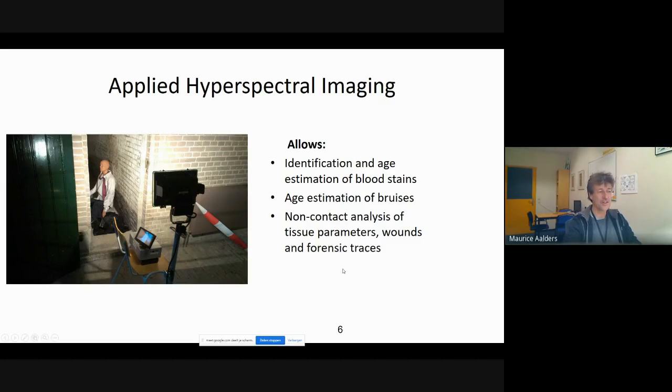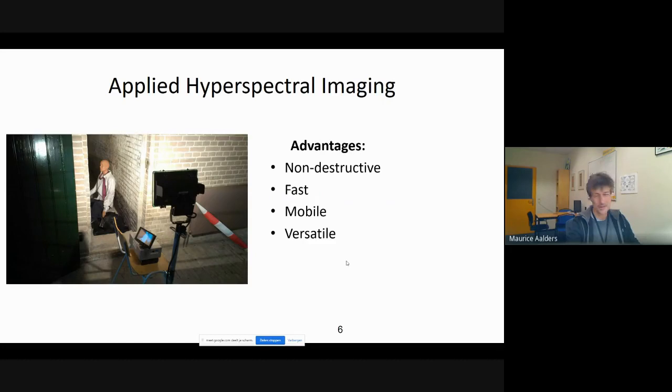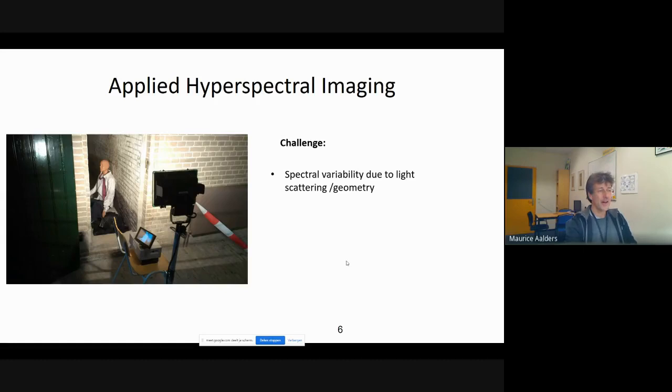And it's a non-contact analysis of tissue parameters like wounds and forensic traces. With the advantage, it's non-destructive, fast, mobile, and very versatile, as I just showed you. But of course, it's not so easy. It's not like you can use the camera and you have your absorption spectrum. We need to do some spectral processing first.